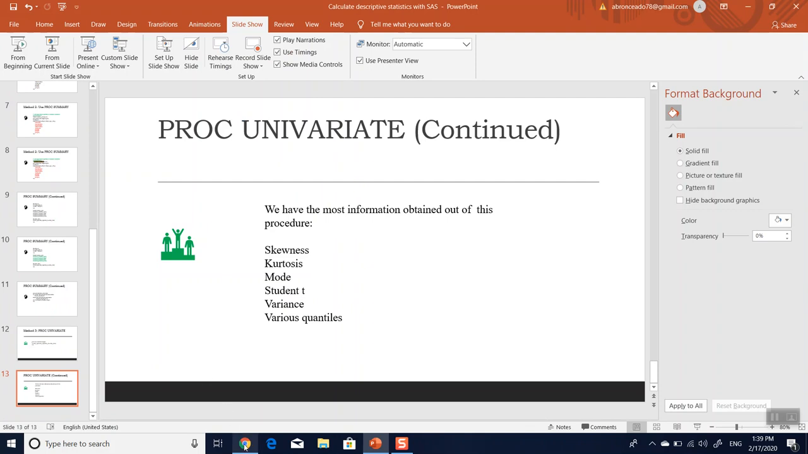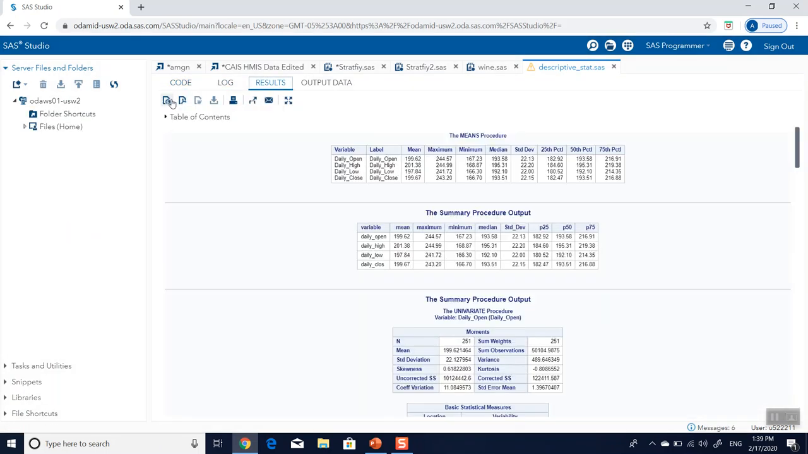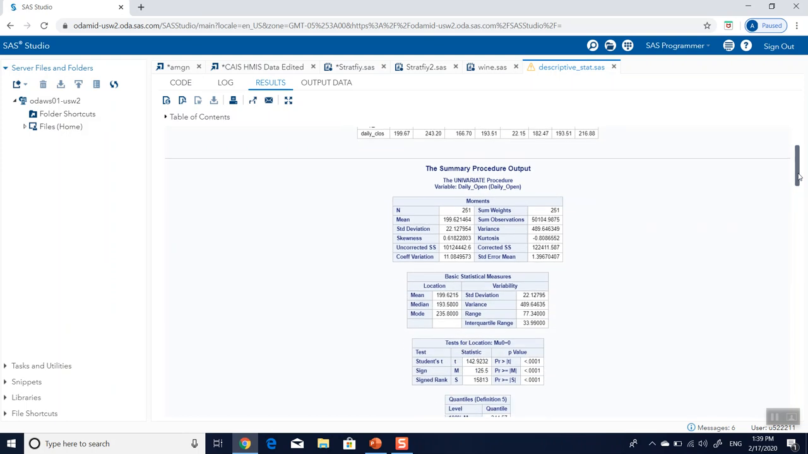Now, let me run these procedures and see the results. The first table is the result of PROC MEANS. And the second one is pretty similar to the first one. It's out of the procedure PROC SUMMARY. And the last one is more interesting. It's from PROC UNIVARIATE.